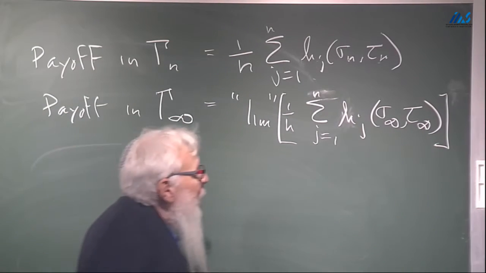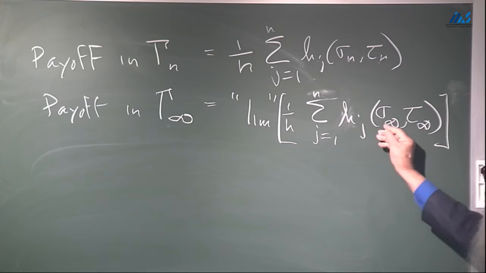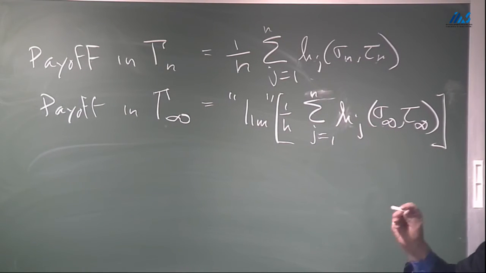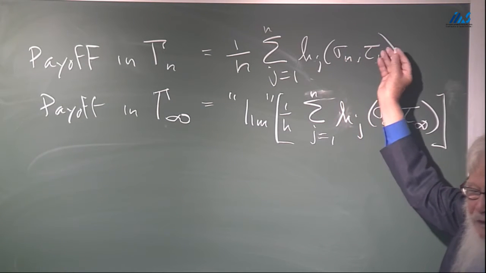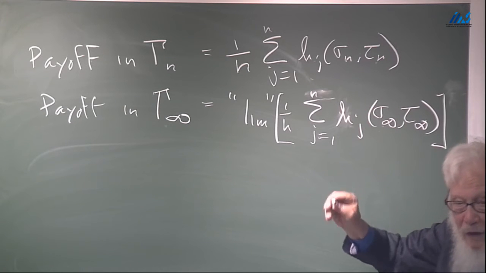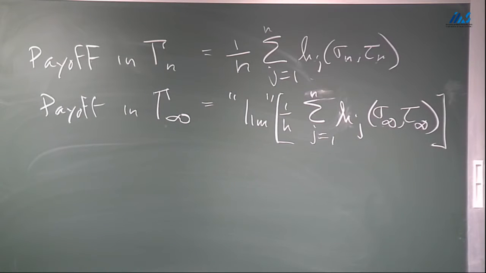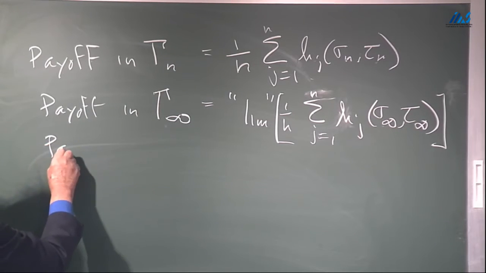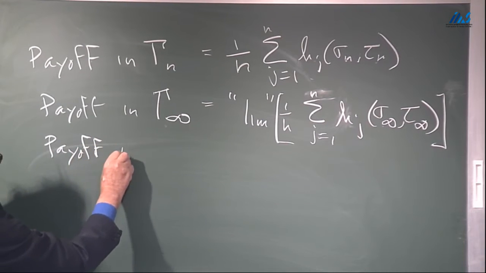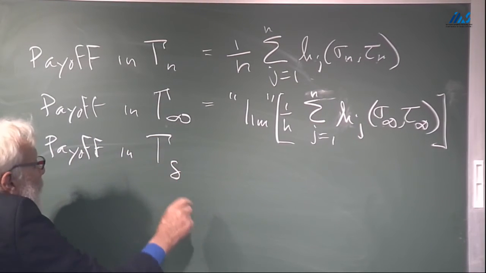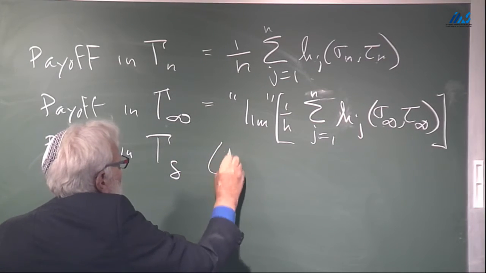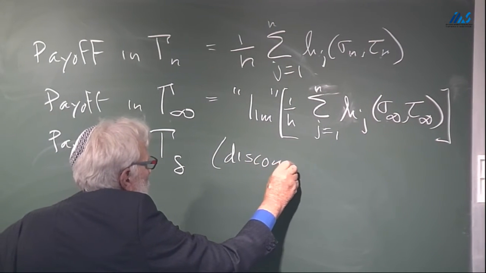The important thing is that we're talking here about one strategy for the infinite stage game. We're not talking about different strategies for the n-stage game, for each n. We're talking about a single strategy for the infinite stage game. So that is gamma infinity. And now we can look at, there's also a way of defining gamma delta. This is the discounted game.